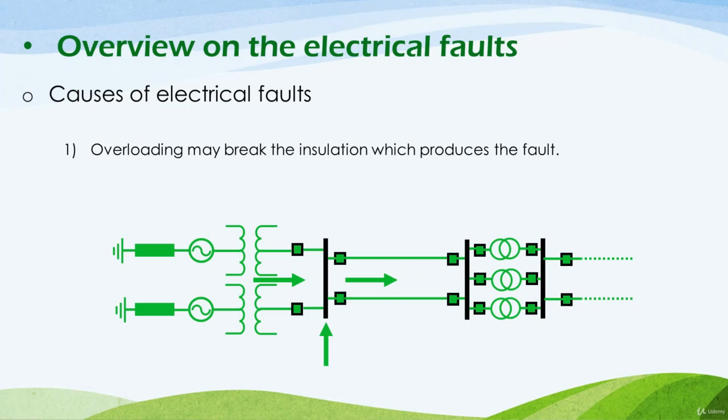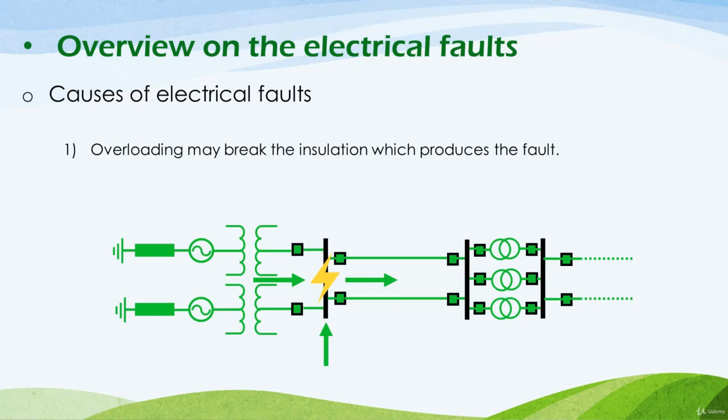In the normal case, all things are okay, but when the electrical current has an excessive increase in its value, as in the overloading condition, the insulation between those busbars or those different phases may be broken, which makes the phases touch each other. This case of the phases touching each other represents a fault condition. So the overloading is the first reason of the fault condition as it breaks the insulation.